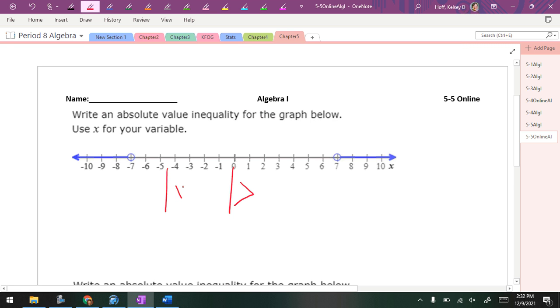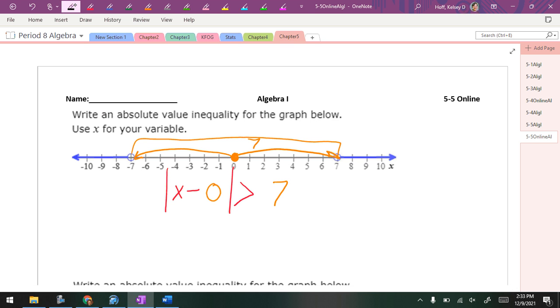Now, this is always x minus the number that goes in the middle, the middle between these two. Well, what's the middle in there? 0. So if I'm at 0, then what is my distance to either one? 7. So that's going to be my outside number.